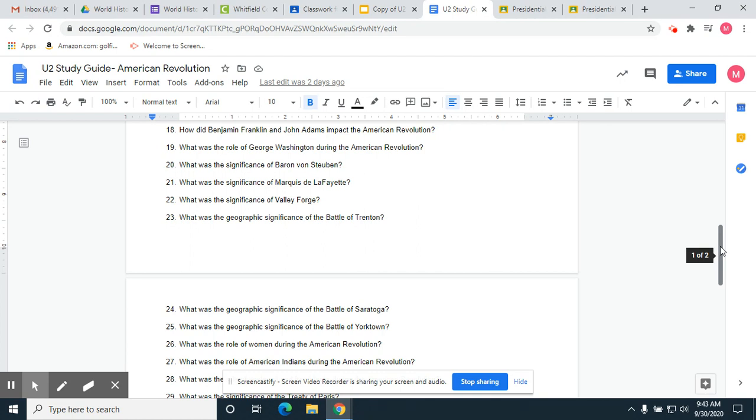Okay, Yorktown. The Battle of Yorktown, number 25. This is where General Cornwallis of Great Britain will surrender to the Continental Army. And this is the end of it.